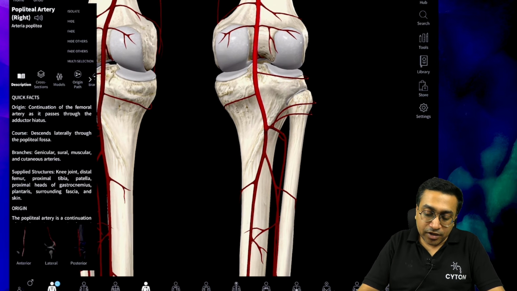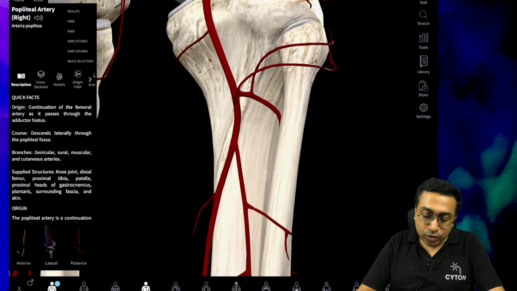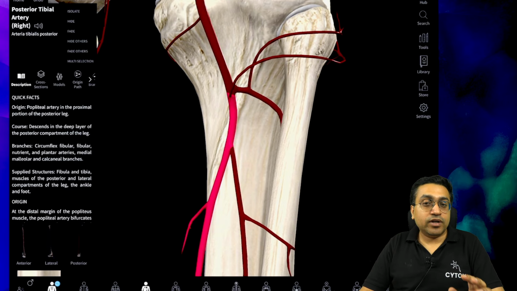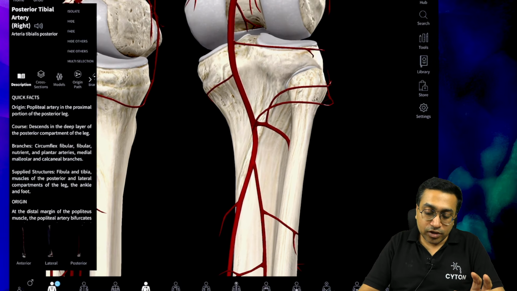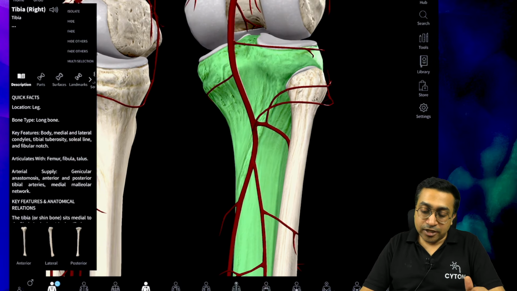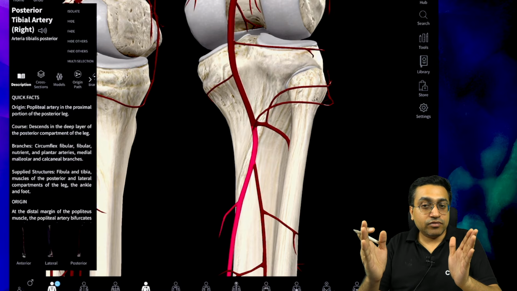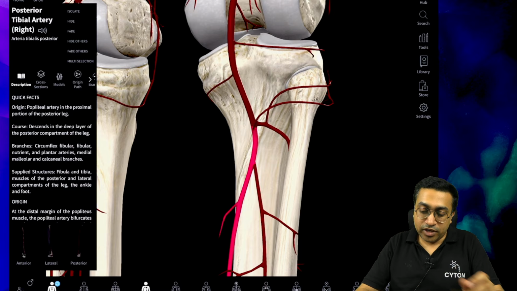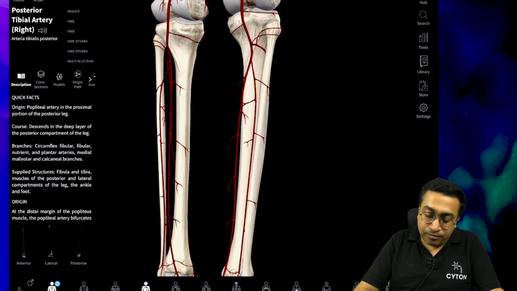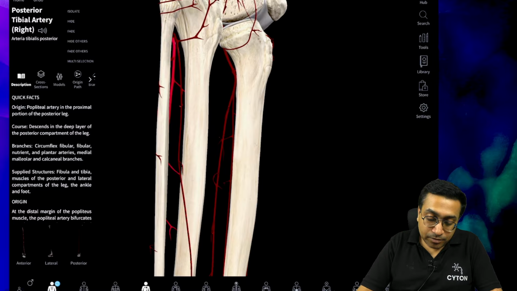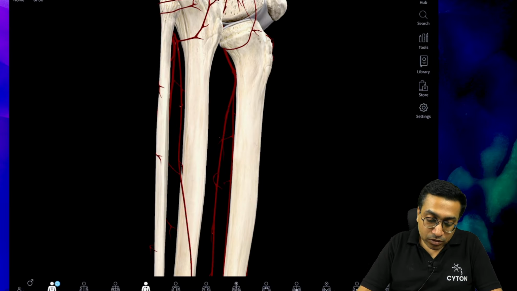Now the popliteal artery further bifurcates into two. If you see here, one is the anterior tibial and one is the posterior tibial. So this bone is the tibia, I hope you remember. So anterior tibial and posterior tibial. So there are two major vessels in the leg region. All right, and if you trace them, posterior tibial and anterior tibial, just have a look.